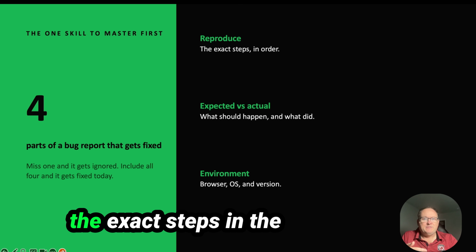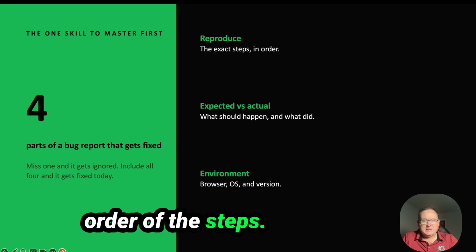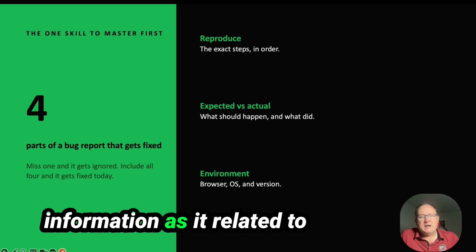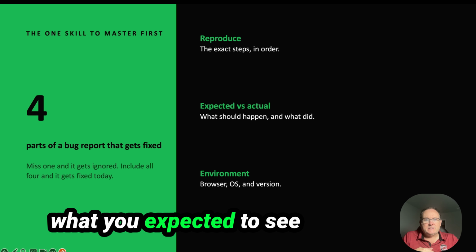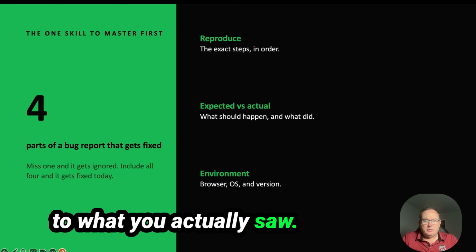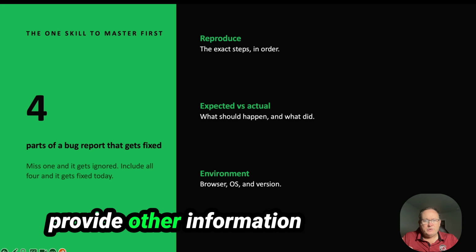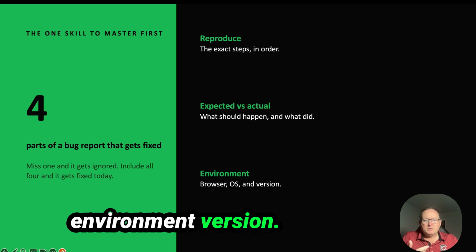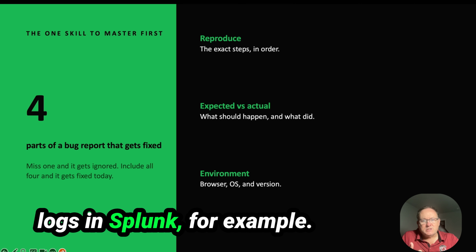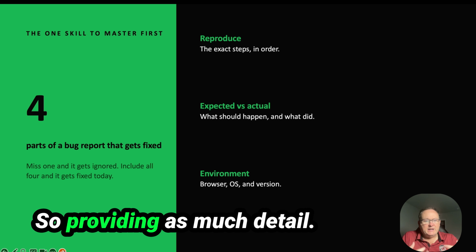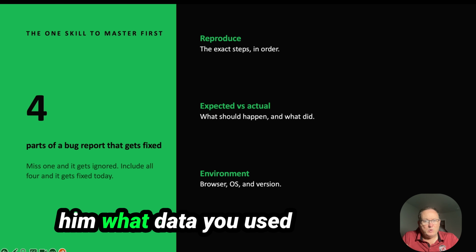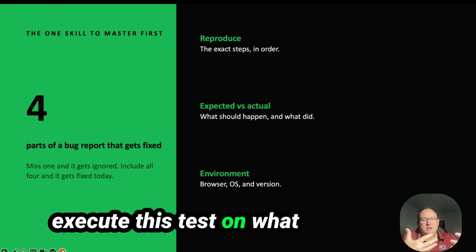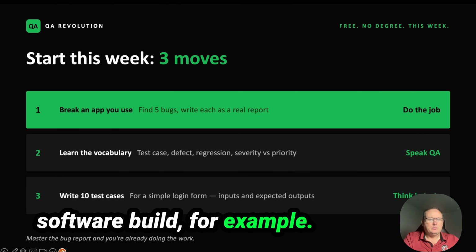So you want to have the exact steps in the order of the steps. You also want to provide the developer the information as it relates to what you expected to see compared to what you actually saw. And then you want to provide other information such as browser, OS, environment version. You also may want to get logs in Splunk, for example. So providing as much detail, you also want to provide what data you used and probably when you executed this test on what software build, for example.